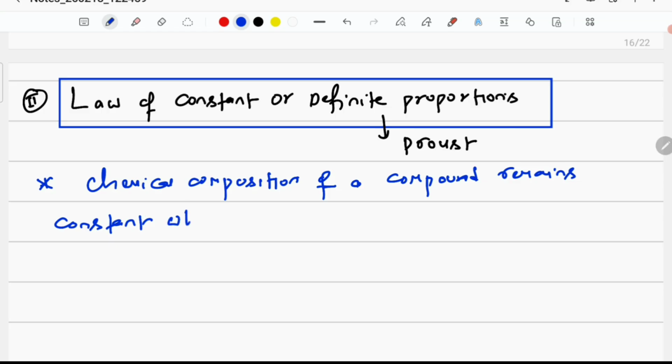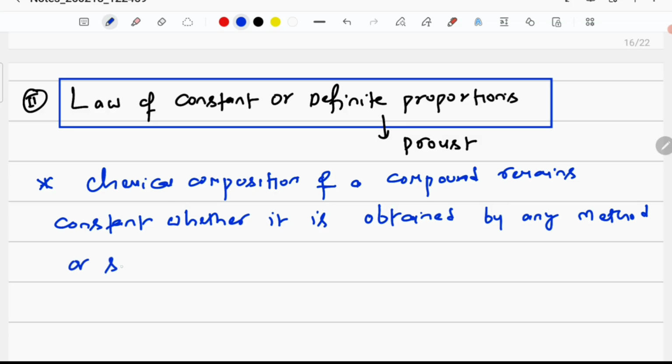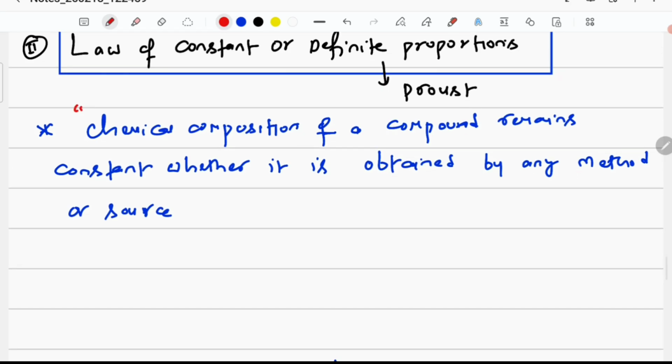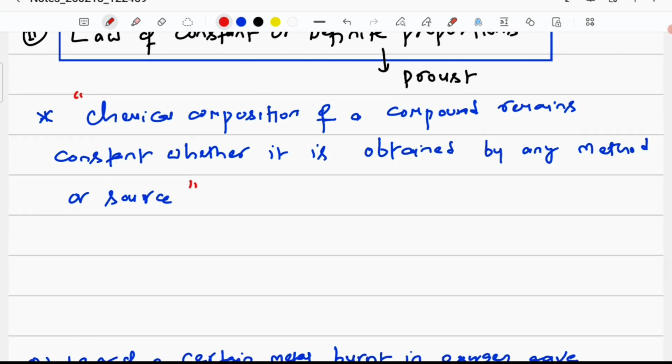whether it is obtained by any method or source. So what it means is, irrespective of the source from which the compound is obtained, the chemical composition of the compound always remains the same.